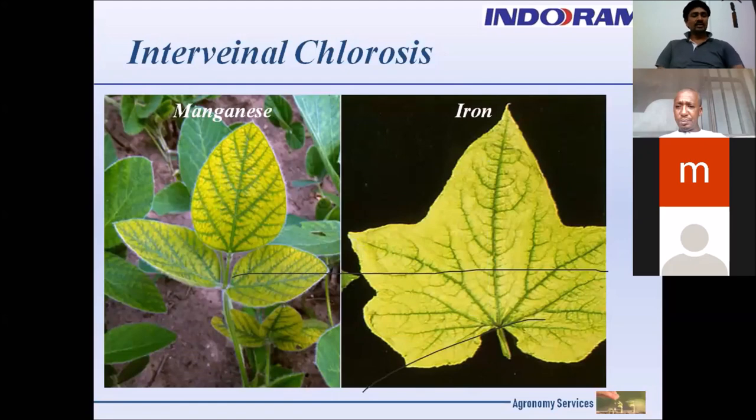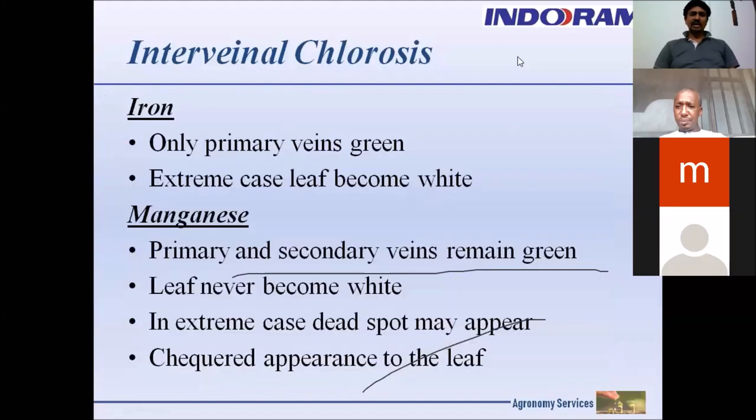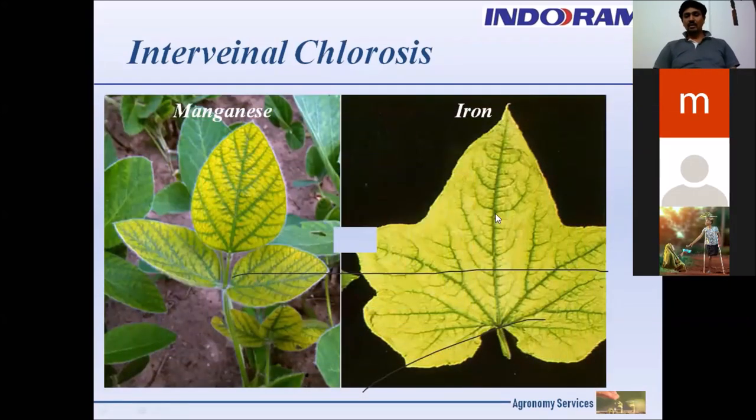If you see, this is the case. What we discussed: only primary veins are green in case of iron. So let's see, in iron, only the major veins are green. But here, the major as well as most of the secondary veins are also green in the case of manganese. So this is the symptom for both iron and manganese. Manganese is Mn. Both symptoms are interveinal chlorosis, but in case of iron, only primary veins remain green, while in case of manganese, both the primary and secondary veins will remain green.